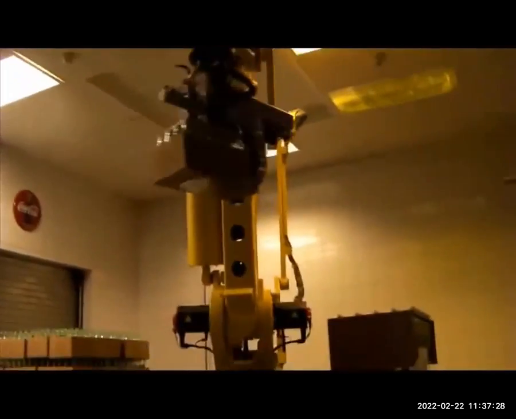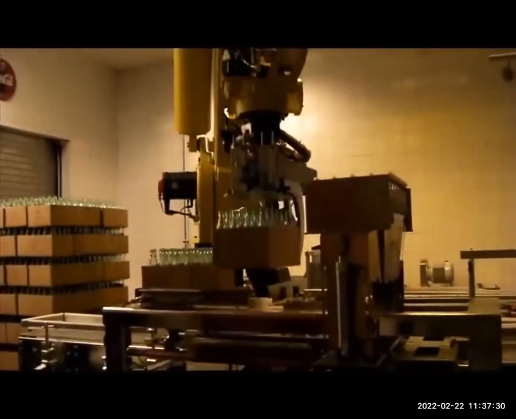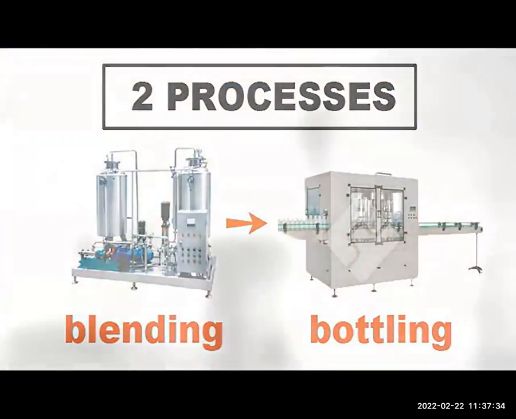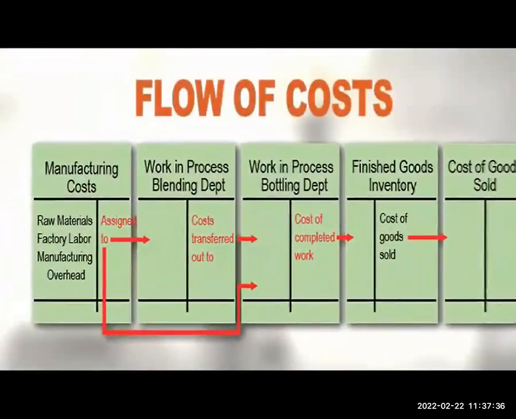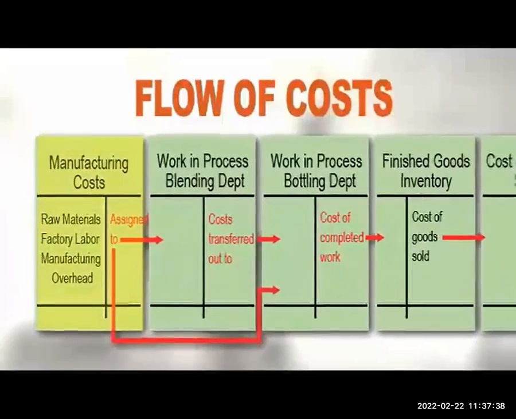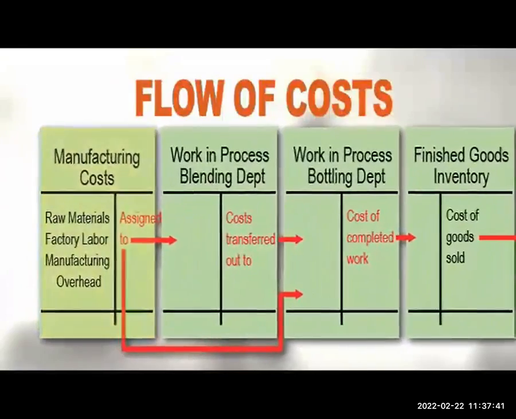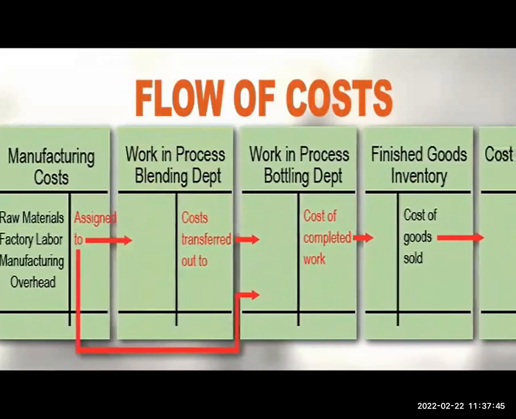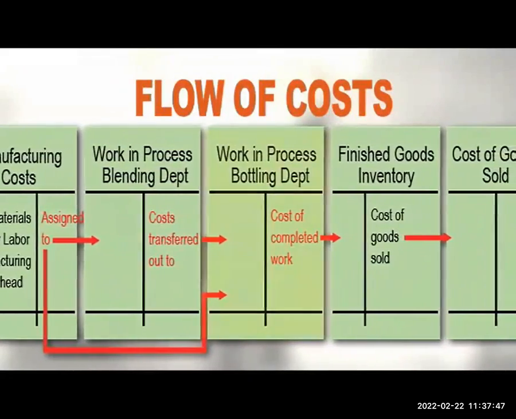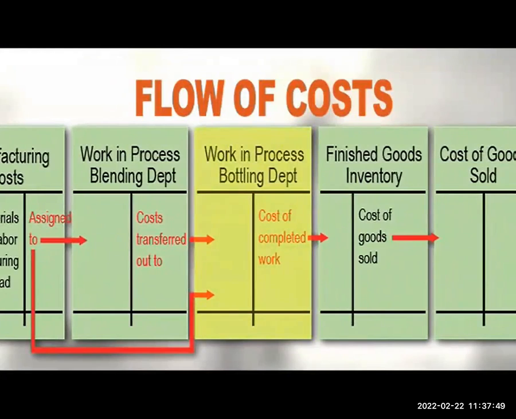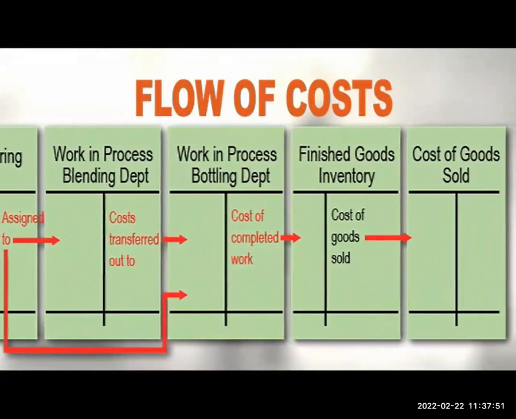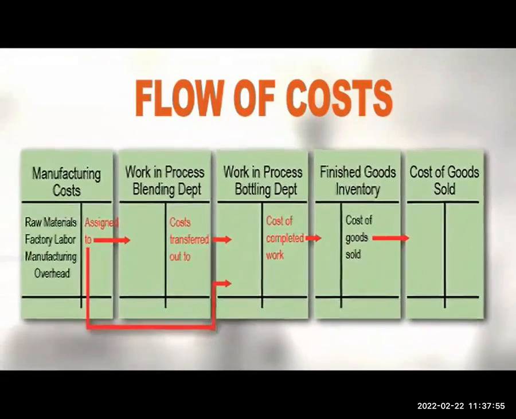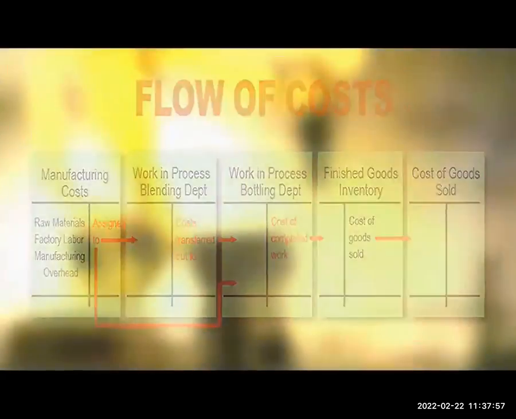As a general rule, manufacturing of soda normally consists of two processes: blending and bottling. As the flow of costs indicates, companies can add materials, labor, and manufacturing overhead in both departments. When the blending department finishes its work, they transfer the partially completed goods to the bottling department. The bottling department finishes the goods and then transfers finished goods inventory. Within each department, a similar set of activities is performed on each unit processed.